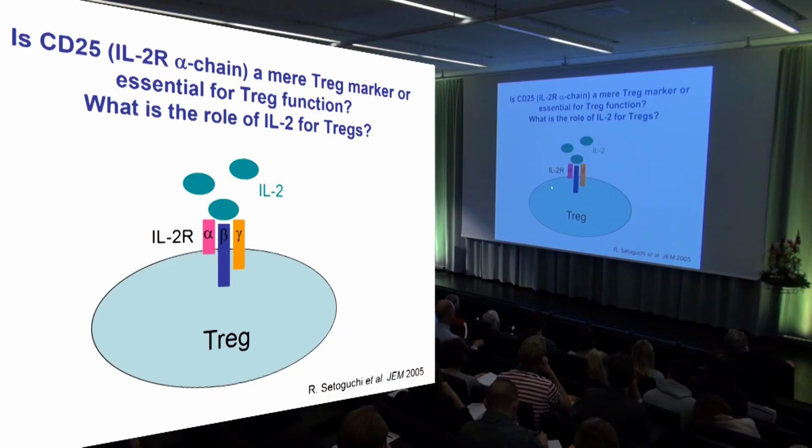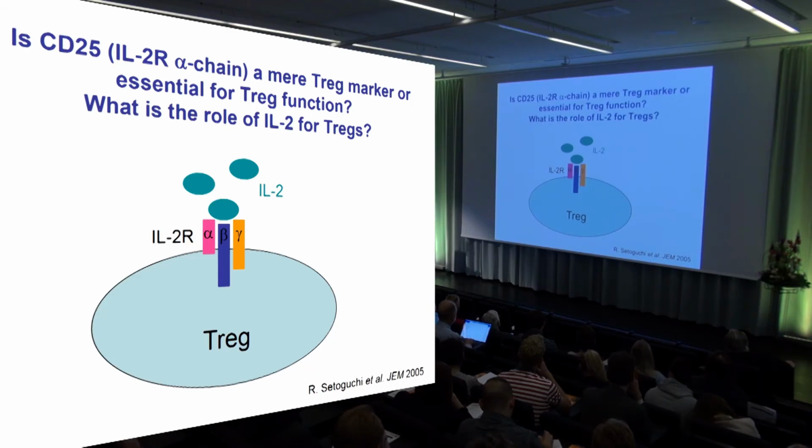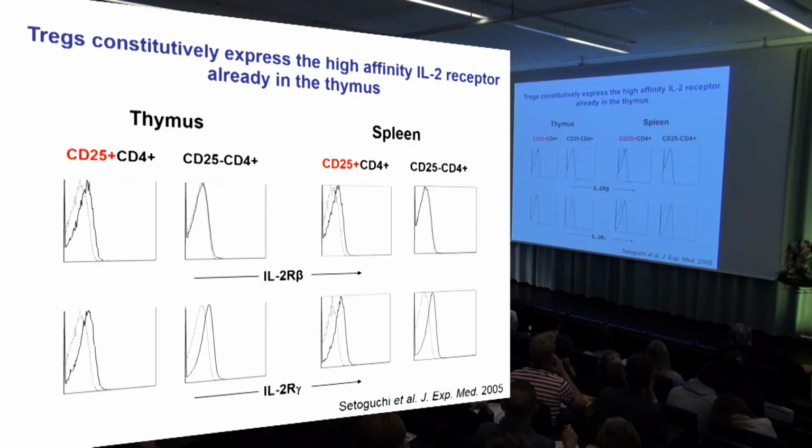So let me talk about IL-2 receptor and CTLA4. The IL-2 receptor is composed of the alpha, beta, gamma chains, and we see the high affinity IL-2 receptor. A cardinal feature of Treg is that they constitutively express the high affinity IL-2 receptor. Usually lymphocytes, when they are exposed to antigen and become activated and differentiate, then express a high affinity IL-2 receptor. But Tregs are already expressing a high affinity IL-2 receptor in the thymus.